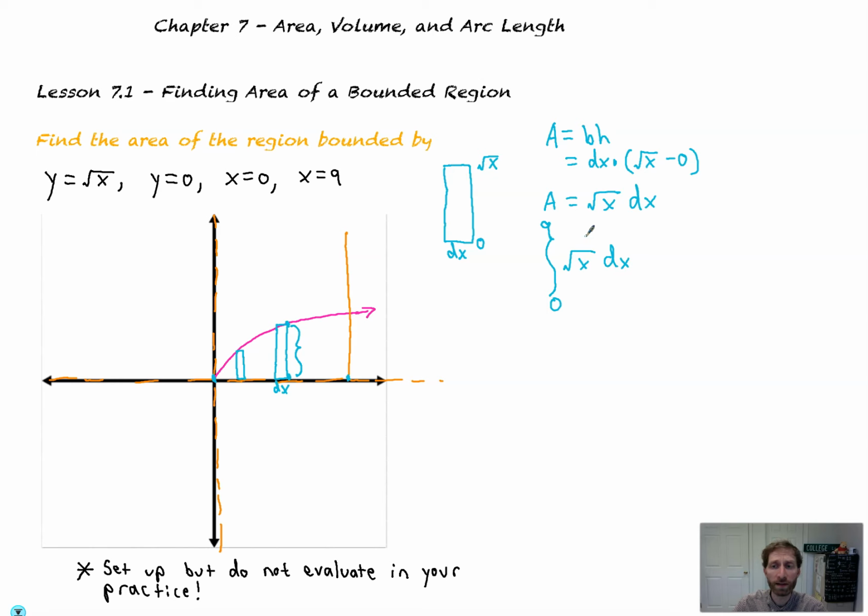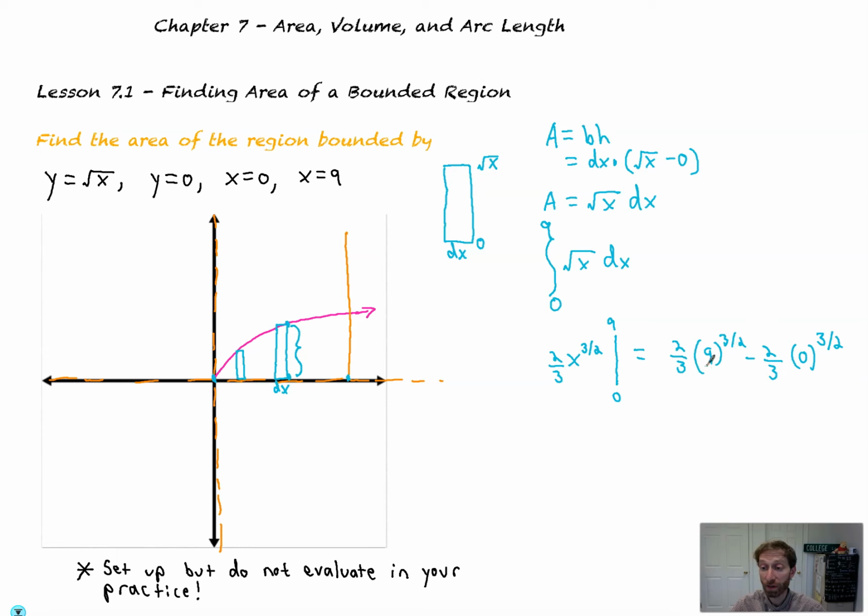The integral of root x. Remember, that's x to the 1/2. That's x to the 3/2. Divide by 3/2 is the same as multiplying by 2/3. And we evaluate that from 0 to 9. And so that's going to be 2/3 times 9 to the 3/2. Minus 2/3 times 0 to the 3/2. It's using the first fundamental theorem.